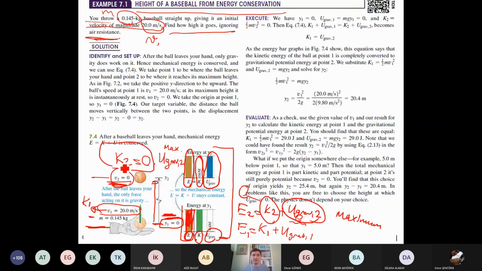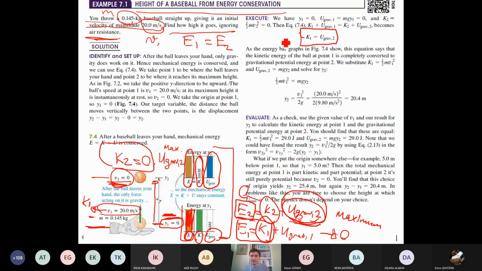So what was the question? What is the maximum height? So it is very easy. Since there is only gravitational work on this baseball, okay, then total mechanical energy is conserved. So I can write this expression, E1 is equal to E2. In E1 we have K1, this is 0, gravitational potential energy for the first case is 0, so E1 is only given with K1, and in the second case, E2 is only given with the gravitational potential energy. Then they are equal to each other since the total mechanical energy is conserved.